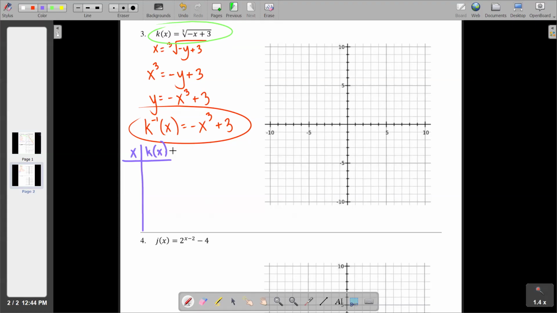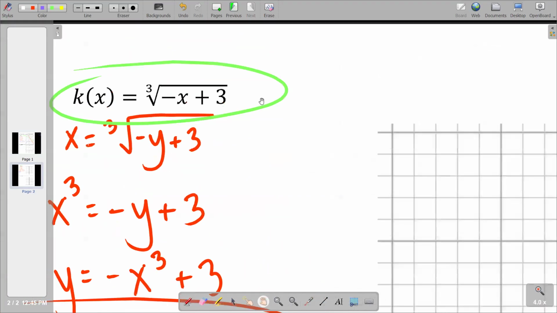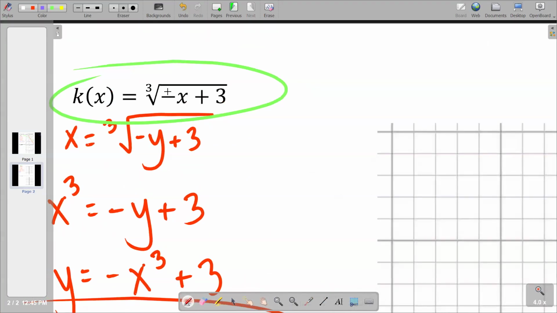Because you better be thinking, I don't like that. Extra negative 5. I don't like that. What do we want? Let me zoom in real close. And I'm going to zoom back out. What do we want that to be? Something that's cube rootable.